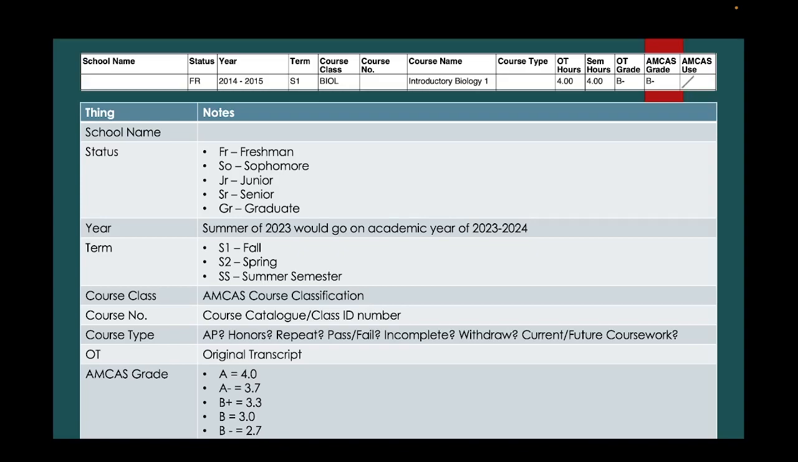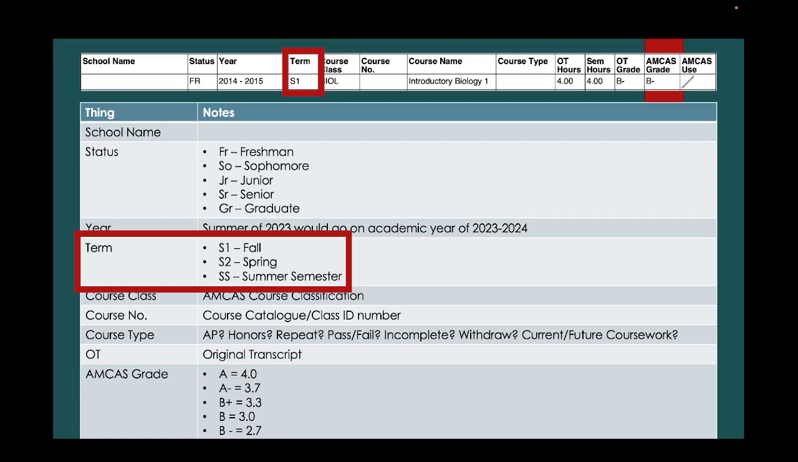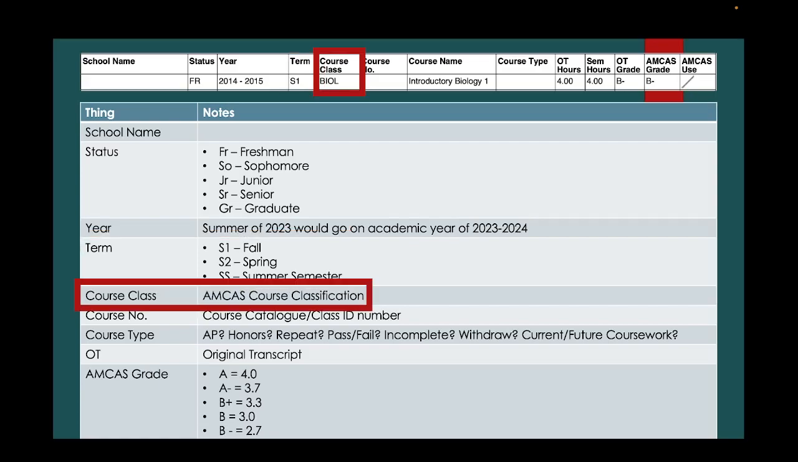This later gets cross-referenced with your transcripts. For each course, you're going to input the school name, the status at the time it was taken, the academic year during which it was taken, the academic term it was taken during, and the course classification. Course classification has to do with, was it a BCPM course, or a bio, chemistry, physics, or math course, or was it literally anything else?